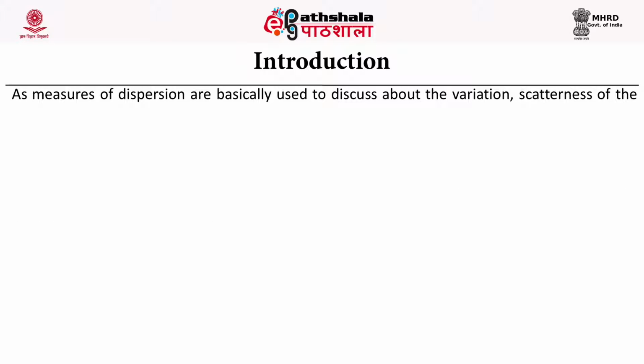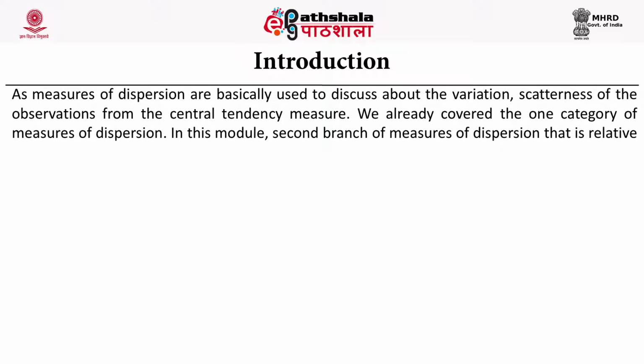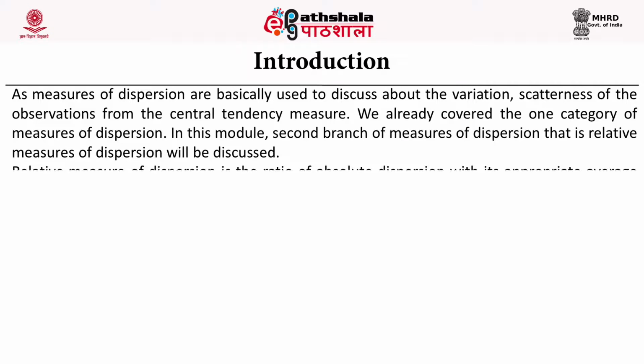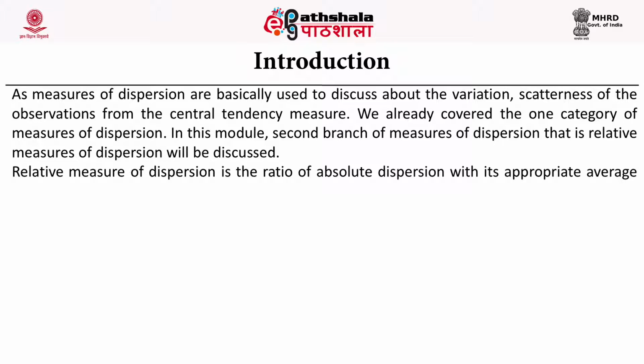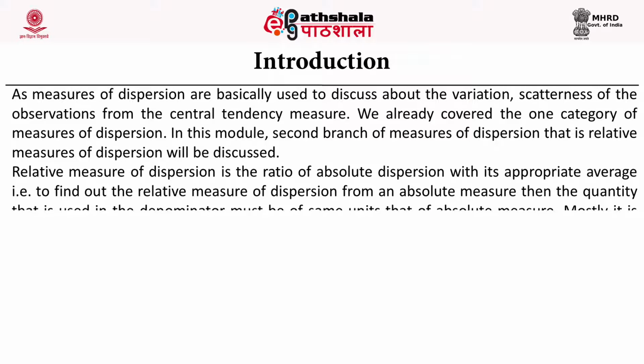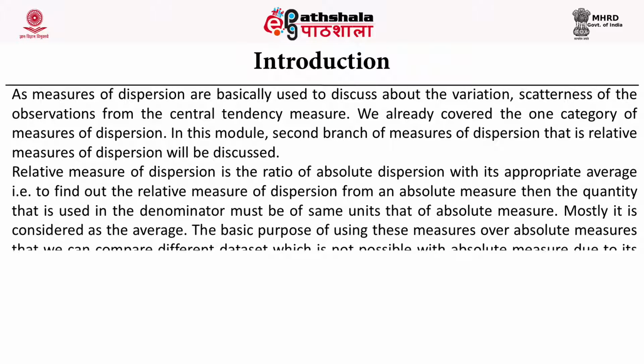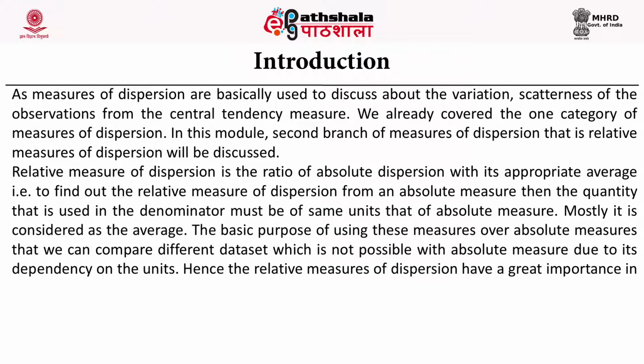As measure of dispersion is basically used to discuss the variation, scatterness of the observations from the central tendency measure, we already covered one category of measure of dispersion. In this module, the second branch of measure of dispersion, that is relative measure of dispersion, will be discussed. Relative measure of dispersion is a ratio of absolute dispersion with its appropriate average, that is to find out the relative measure of dispersion from an absolute measure. Then the quantity that is used in the denominator must be of the same unit as the absolute measure. Mostly it is considered as the average.